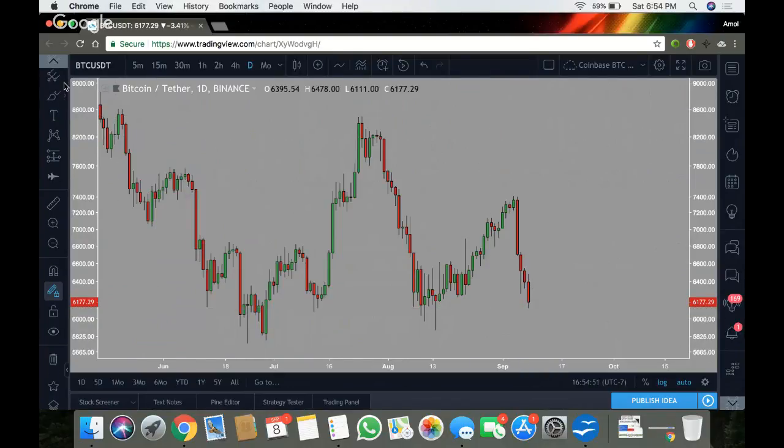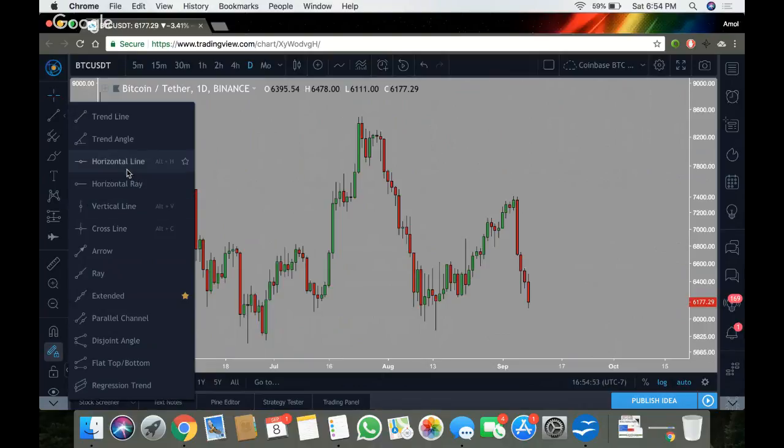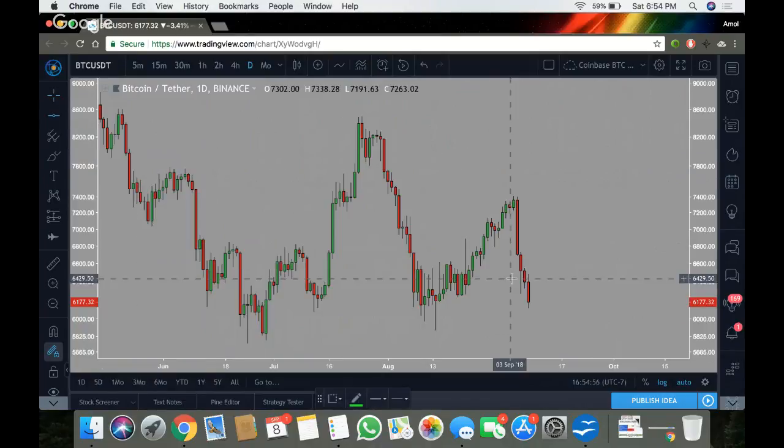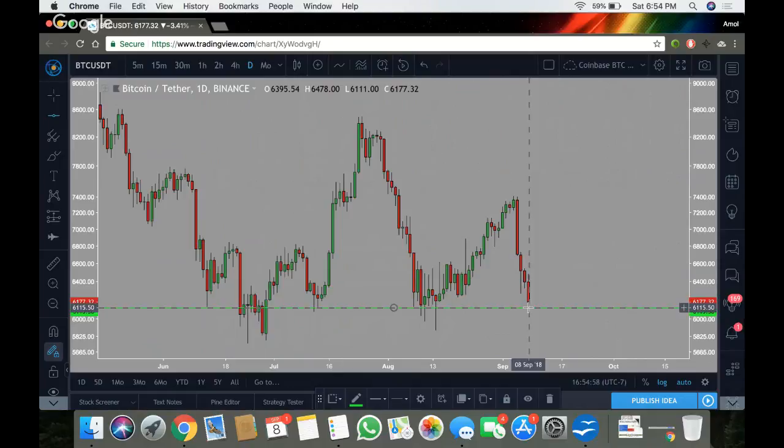Well, let's see. Let's try to get a horizontal line. You go over here, grab a horizontal line, and you just click. Now, is there a reason why we stopped here? Why did the wick stop here? Let's look to the left of the chart. We see that this bottom wick touched here once. This bottom wick touched here twice.